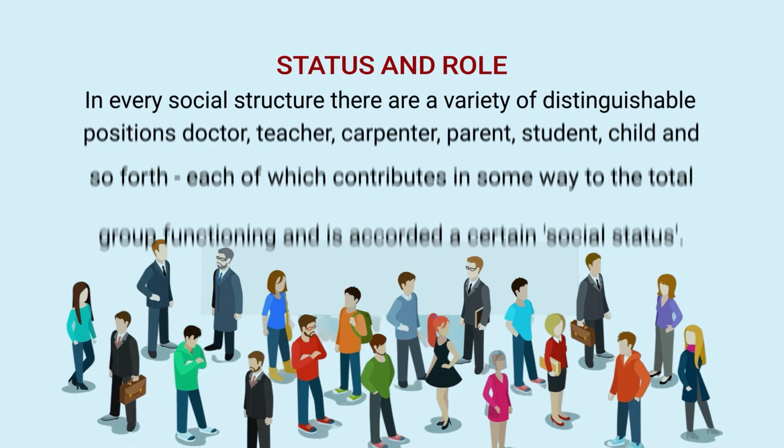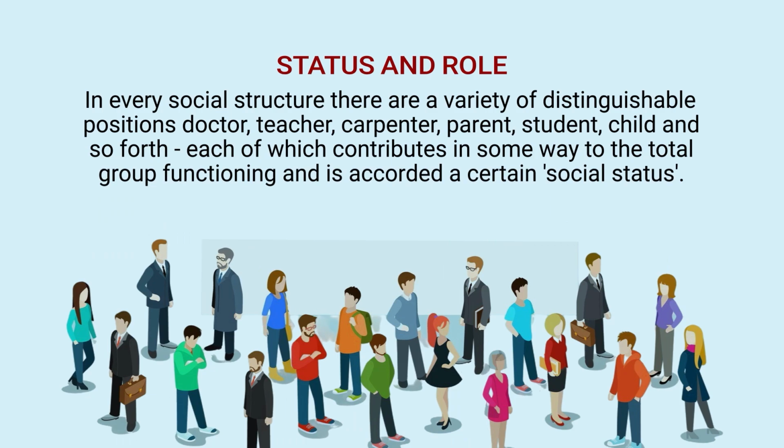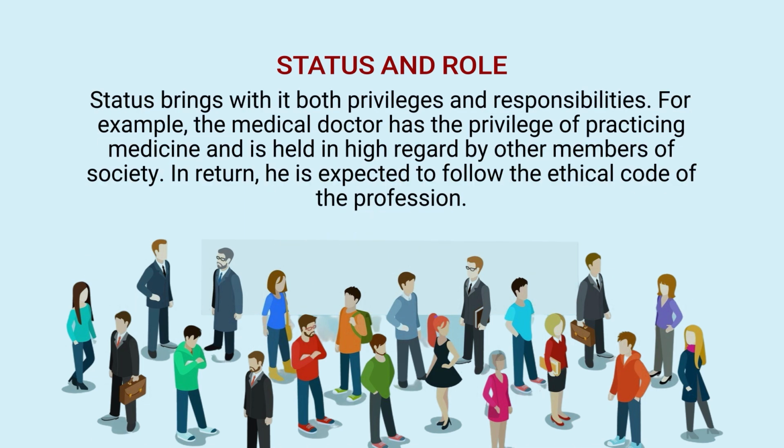Status and role. In every social structure, there are a variety of distinguishable positions: doctor, teacher, lawyer, carpenter, parent, student, child, and so forth, each of which contributes in some way to the total group functioning and is accorded a certain social status. Status brings with it both privileges and responsibilities. For example, the medical doctor has the privilege of practicing medicine and is held in high regard by other members of society. In return, he is expected to follow the ethical code of the profession.